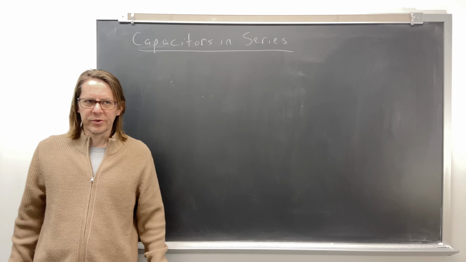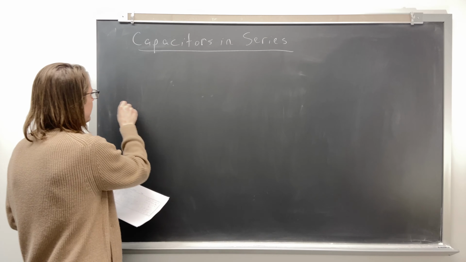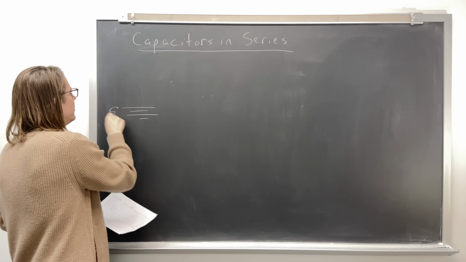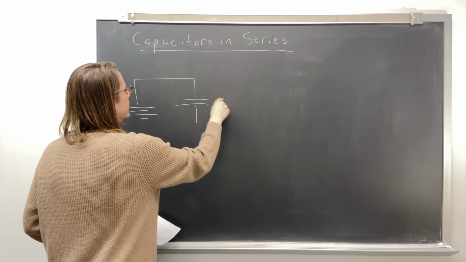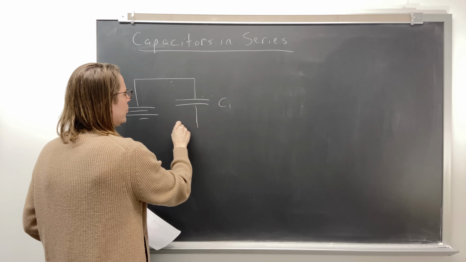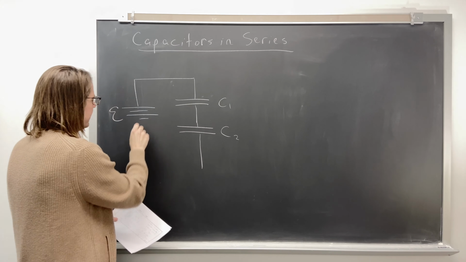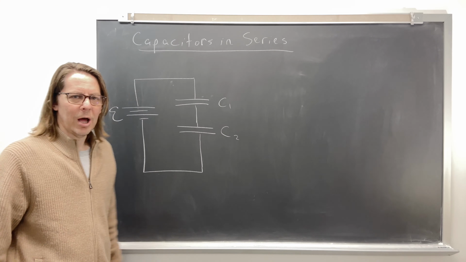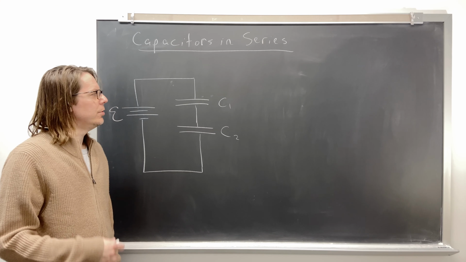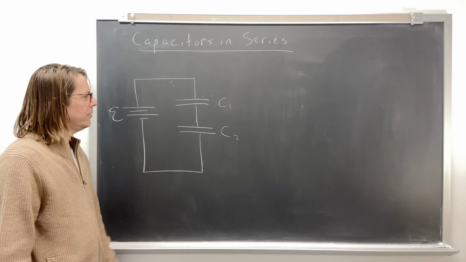Before we bring in a resistor, let's look at what happens with two capacitors. So let's look at capacitors in series. A battery with a capacitor 1, and then more wire, and then capacitor 2, and then complete the circuit like that. What will happen? How much charge will you get? What will the potential difference across the capacitors be? Let's see if we can figure it out.